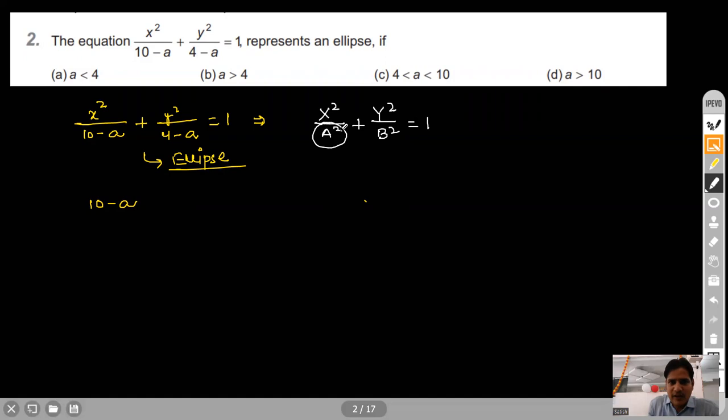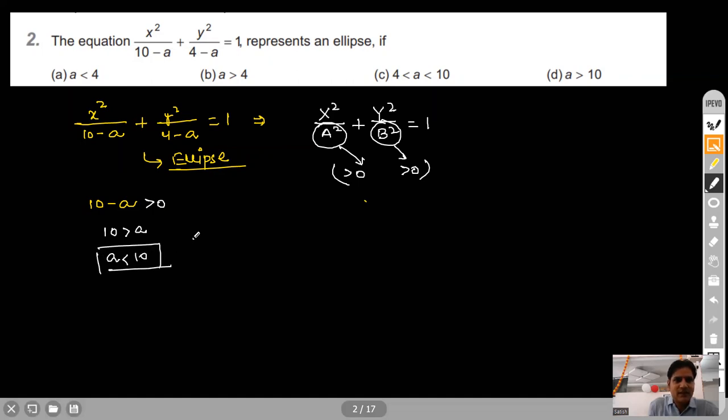So the things in the denominator must be greater than 0. This b square should also be greater than 0, right? So I will apply the same condition here. This 10 minus a should be greater than 0. So from here, what we get, 10 is greater than a, or we can say a is less than 10, right? And from here, if you see this 4 minus a, this should also be greater than 0. So this 4 should be greater than a, or we can say a is less than 4.